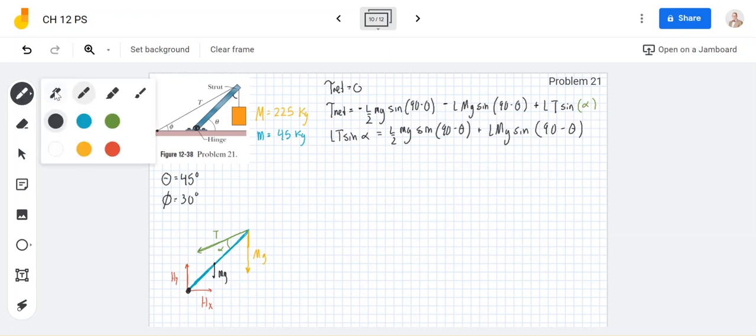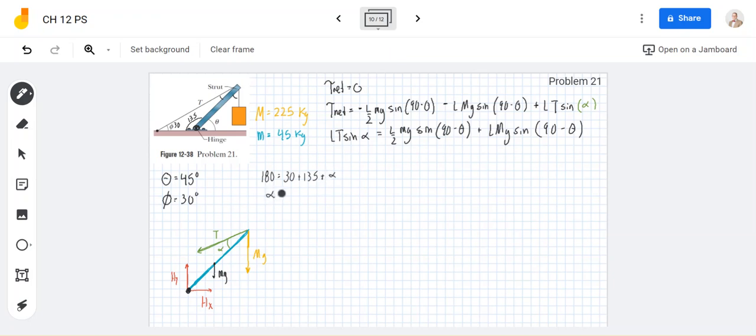So what I'm noticing here is that this angle right here is phi. We know that one's 30 degrees. This is 45 right here. So that means that the rest of it is 135. And then what am I left with here? Well, I know that the 3 angles in a triangle have to add up to 180. So I know that 180 has to be equal to 30 plus 135 plus alpha. And alpha is equal to 15 degrees.